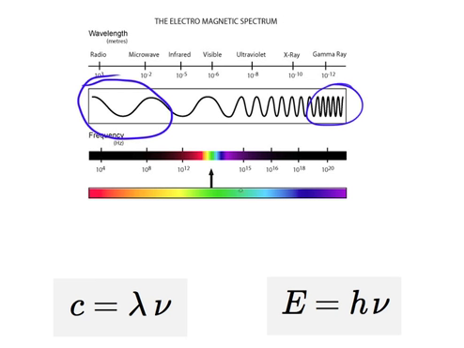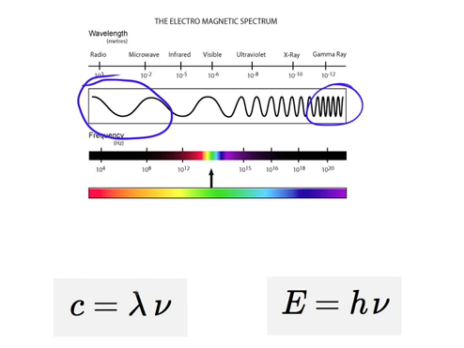Visible is here with 10 to the minus 6 meters, ultraviolet 10 to the minus 8, etc. Down here is frequency, and we show that with 10 to the 4th, that's cycles per second, or hertz, and that's going to go all the way up to 10 to the 20th for gamma ray frequencies.